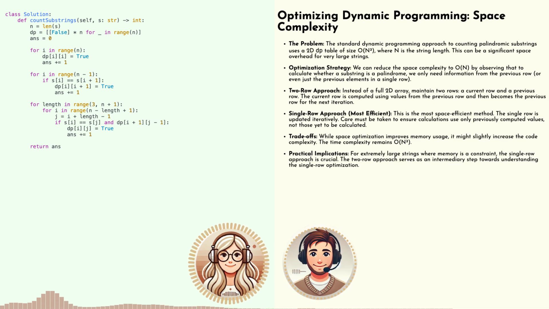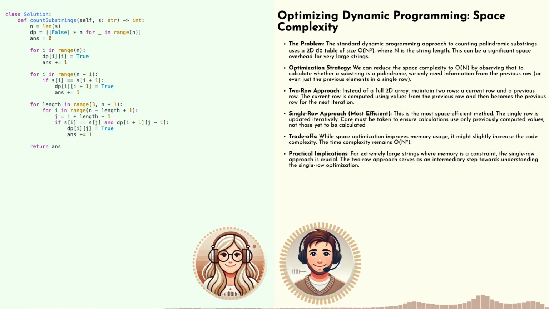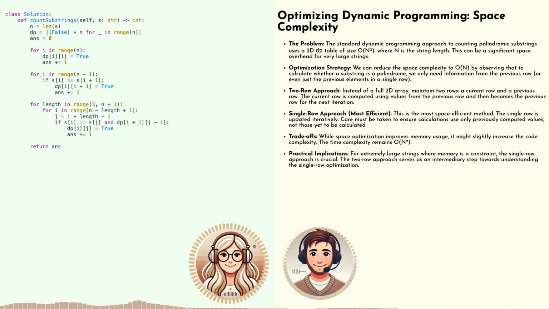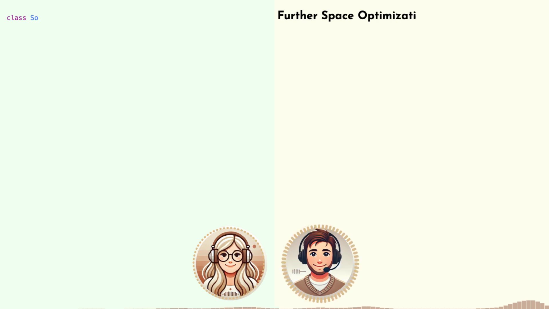Right. Couldn't we just overwrite the old data? You got it. We can drastically reduce memory usage by simply overwriting the previous row with the new calculations as we go. This brings the space complexity down to O of 2n, which is essentially O of n. Wow, from quadratic to linear space complexity. That's a huge improvement.